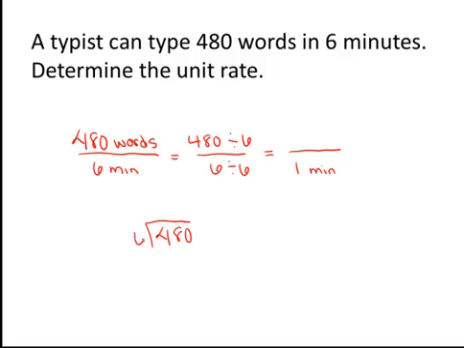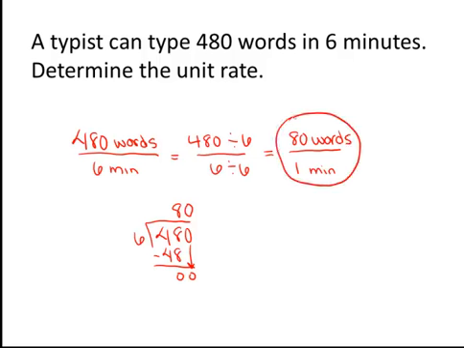480 divided by 6. 6 goes into 48 8 times. 6 times 8 is 48, with 0 left over. And 6 goes into 0 0 times. So 480 divided by 6 is 80. And we have a unit rate of 80 words in 1 minute, or we can say 80 words per minute.